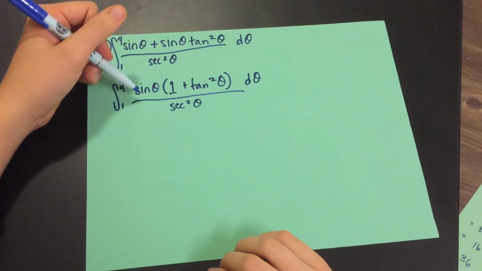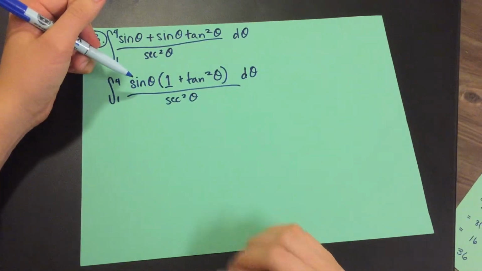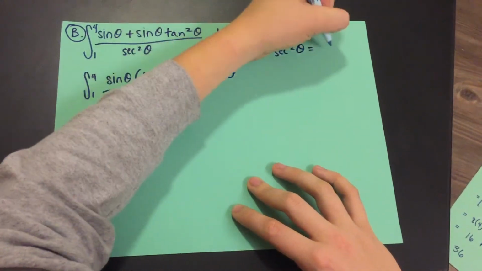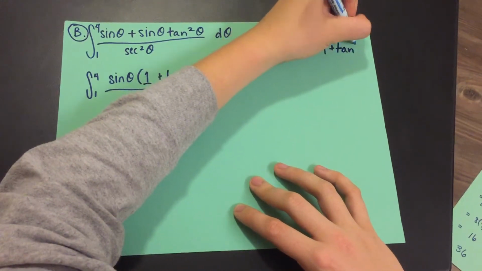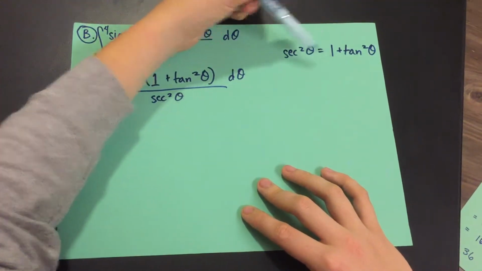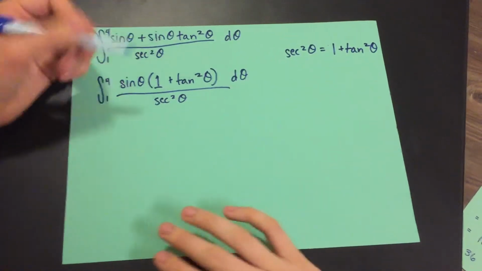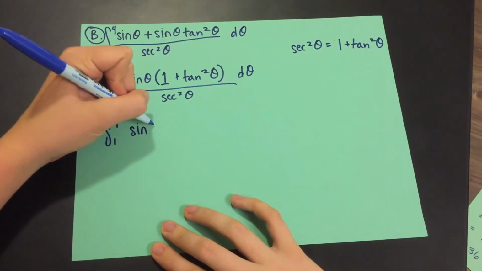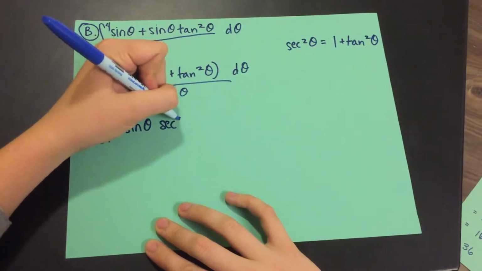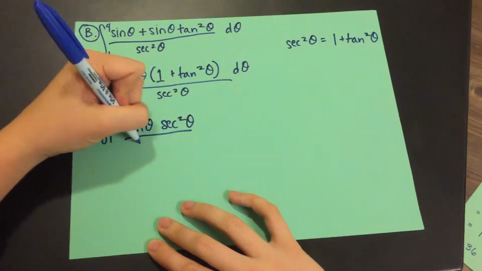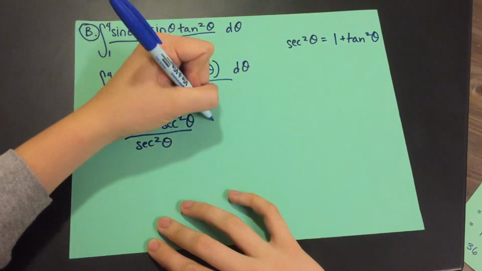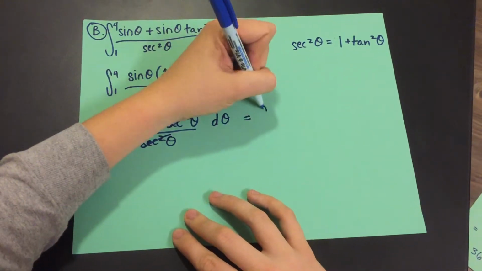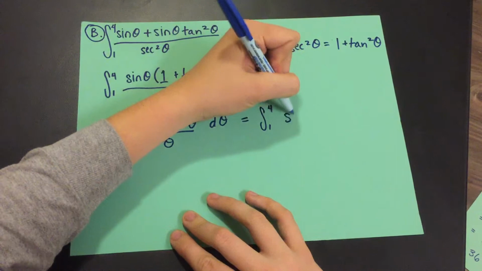So for this next step, we have to know a trig identity, and that is that secant squared of theta equals 1 plus tangent squared of theta. So for this 1 plus tangent squared of theta, we're going to rewrite it, all times d theta. These two will cancel, and that's going to give us an integral from 1 to 4 of sine theta.